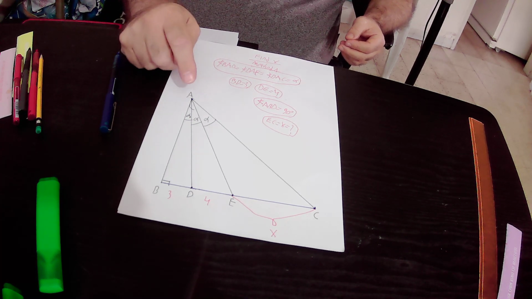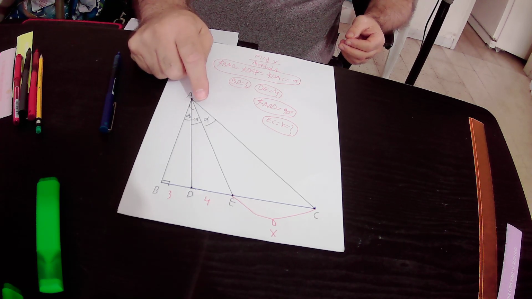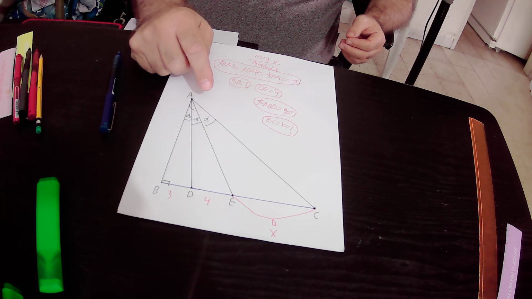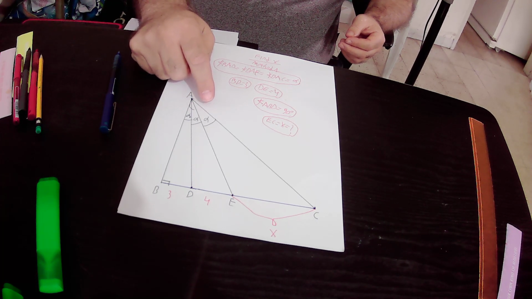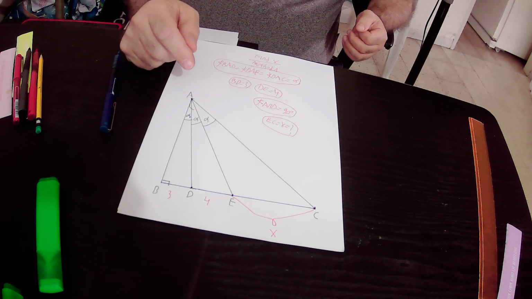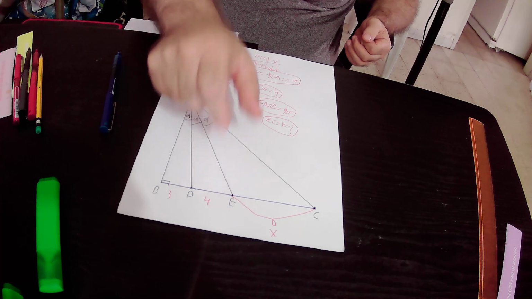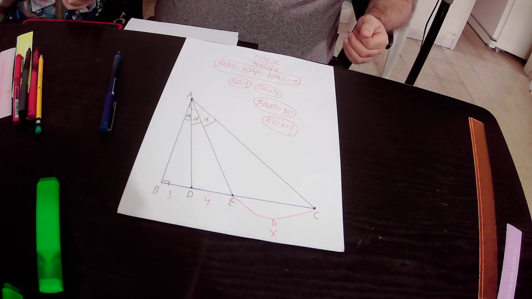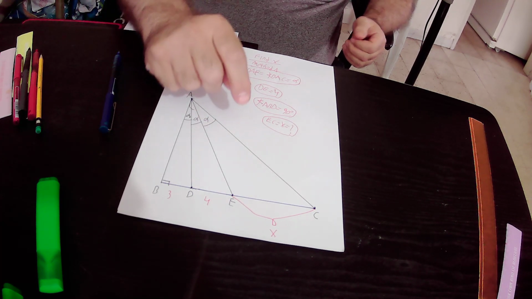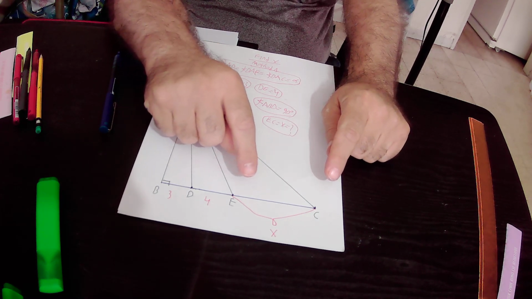We know that angle BAC equals angle BAD equals alpha, angle DAE equals alpha, angle EAC also equals alpha. And we also know that BD equals 3 units, DE equals 4 units, and we want to find out the value of EC that is equal to x.